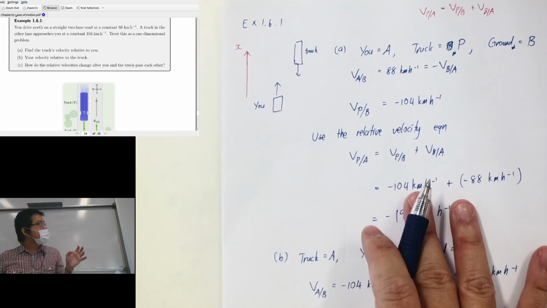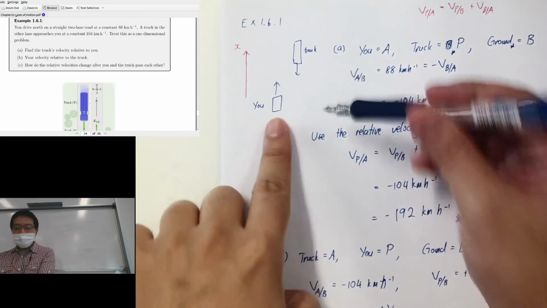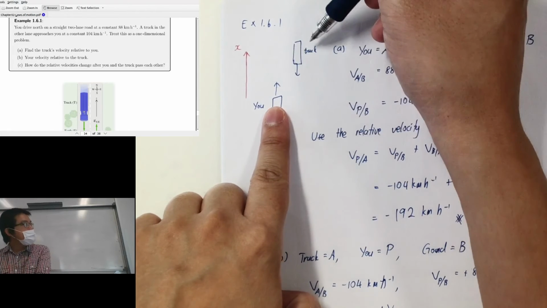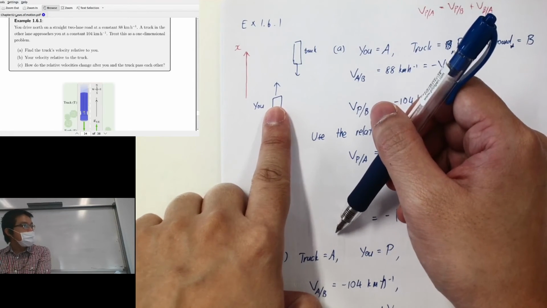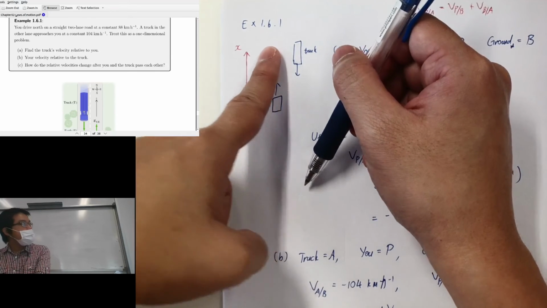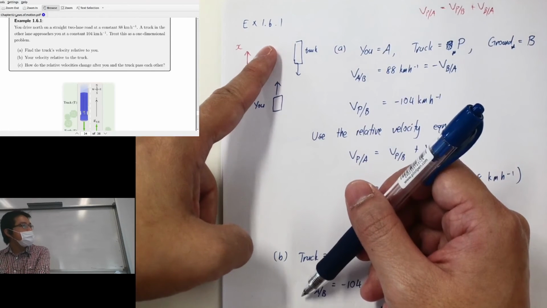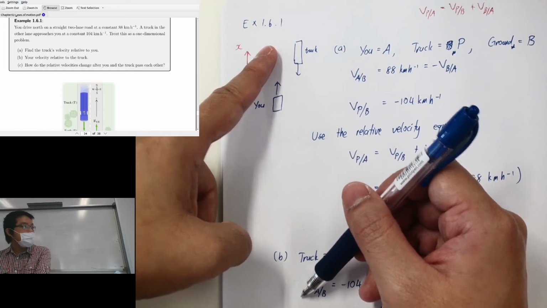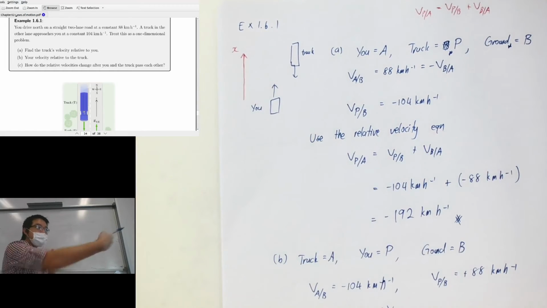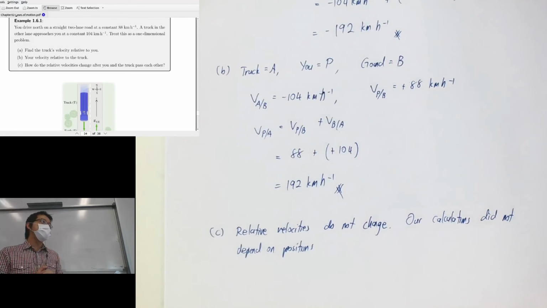So if you see this picture, you are seeing the truck coming to you at 192 kilometers per hour downwards. But even after you pass each other, the truck is still going this way at 192 kilometers per hour. Agree? So it's the same answer, before you pass or after you pass. Yes. So the lesson from part C is that position and velocity are different things. Velocity is still velocity, so it's still the same.